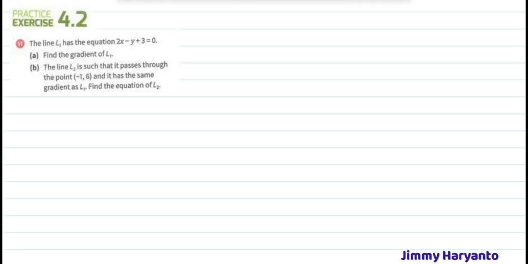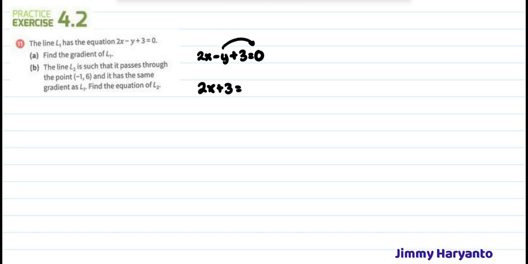Next is question 11. For this one, we have to make this equation into y equals 2. So we'll move the negative y to the right hand side. We'll have y equals 2x plus 3. As you can see, this is the gradient of the L1. So this is the final answer for the first question, which is 2.